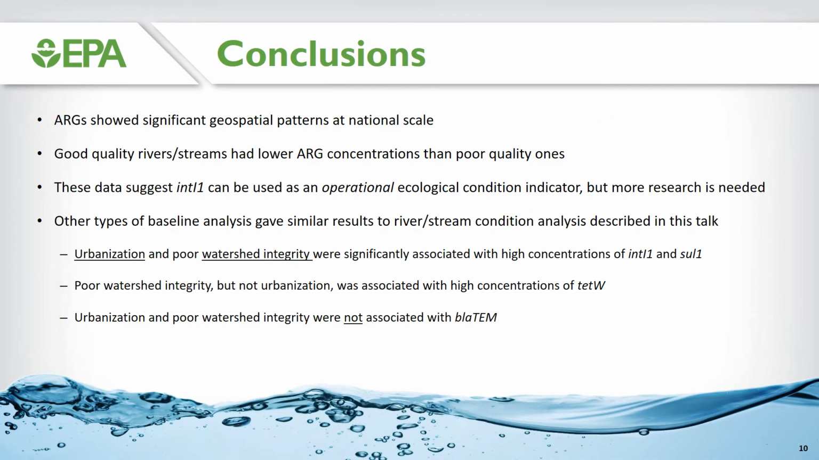The conclusions for this presentation are the following. ARGs showed significant geospatial patterns at national scale. Good quality rivers and streams had lower ARG concentrations than poor quality ones. These data suggest Anti1 can be used as an operational ecological condition indicator. Other types of baseline analysis gave similar results to the river and stream condition analysis described in this talk. Urbanization and poor watershed integrity were significantly associated with high concentrations of Anti1 and Sol1. Poor watershed integrity, but not urbanization, was associated with high concentrations of TET-W. Urbanization and poor watershed integrity were not associated with BLA10.